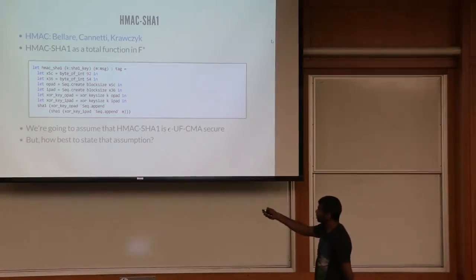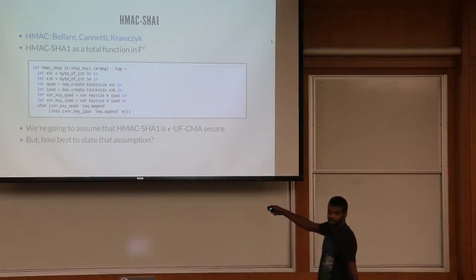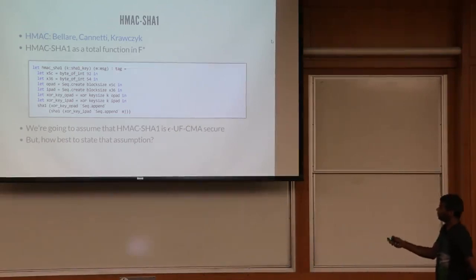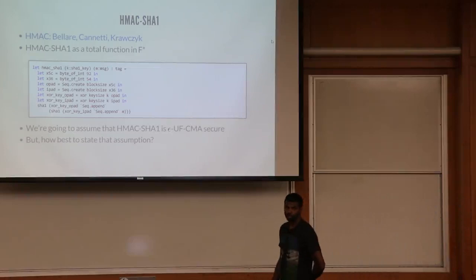Now this is a pure function in F star. If you try to run this, you can run it, but it's going to be kind of slow. So what we typically do is that this is our spec, and then we'll write an optimized implementation in C or assembly and prove that that implementation is a refinement of this one. Okay, so that's what hmax SHA-1 looks like. And now we want to assume that hmax SHA-1 is epsilon UFCMA secure.